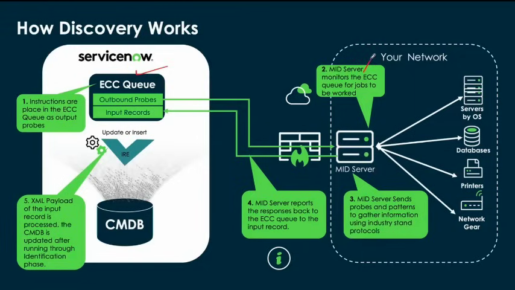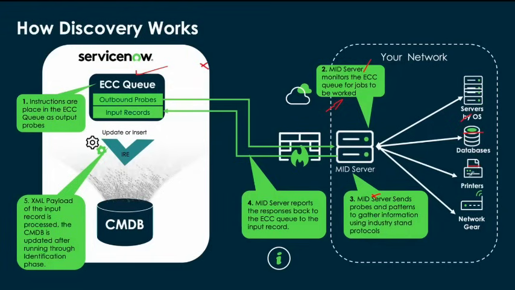Then the MID Server, which is step 2, monitors the queue as a listener that picks up those jobs coming from the ServiceNow instance. So from the ServiceNow instance, it sends probes to the MID Server and patterns across your network. These patterns communicate with servers, databases, printers, to name a few, gathering critical data using industry standard protocols.